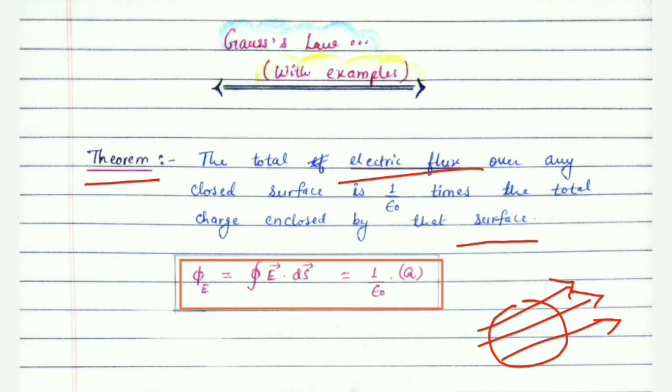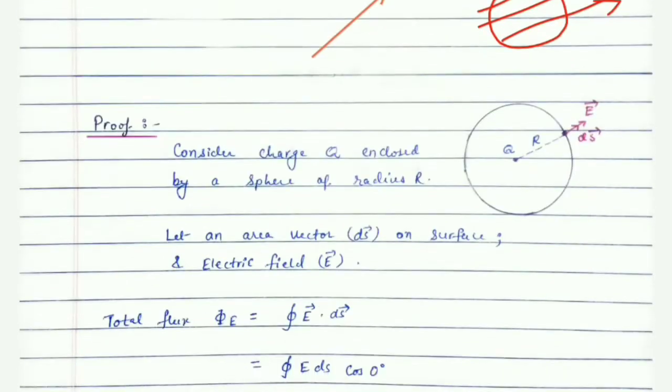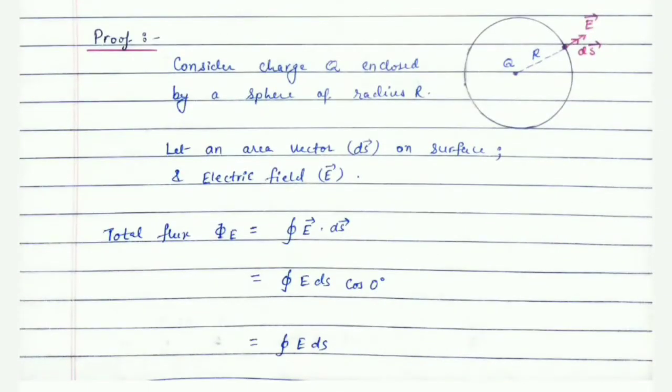The mathematical expression of this theorem is phi equals the integral of E vector dot ds vector, which is equal to 1 upon epsilon naught times q. Now we will see the proof for Gauss's law.